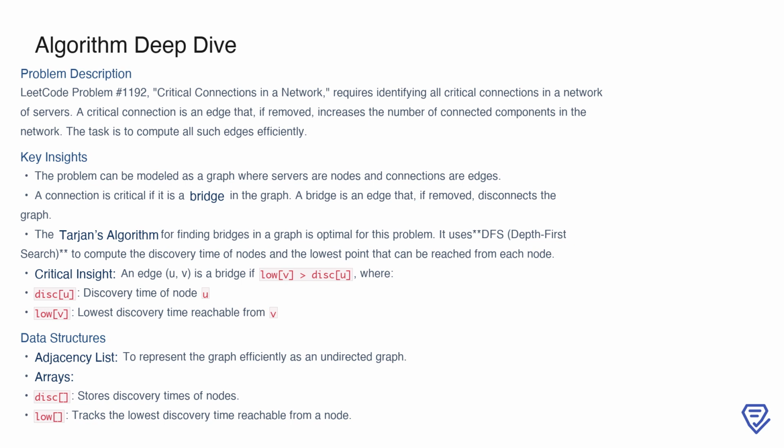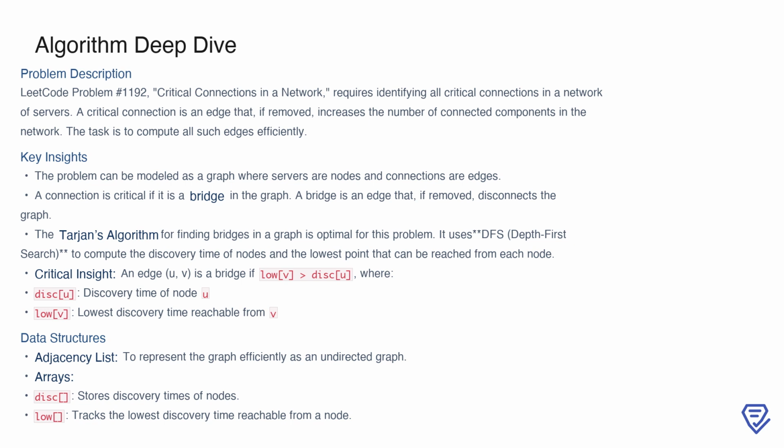To solve this, we can use Tarjan's algorithm, which is specifically designed to identify bridges in a graph efficiently. By performing a depth-first search, or DFS, we can compute two key properties for each node: its discovery time, which is the time at which the node is first visited, and its lowest point, which represents the smallest discovery time reachable from that node. The critical insight here is that an edge between nodes U and V is a bridge if the lowest point of V is greater than the discovery time of U. Using this, we can systematically identify all critical connections.